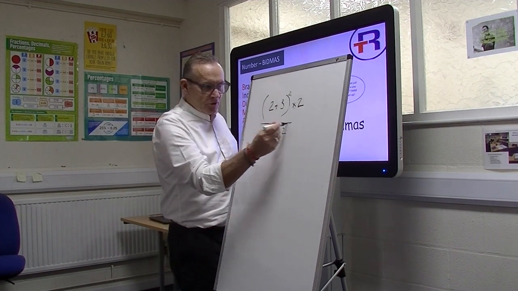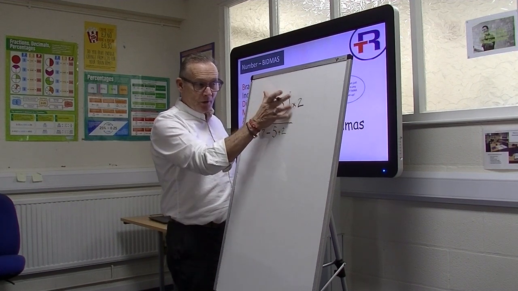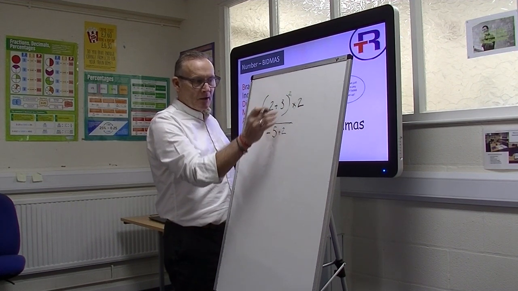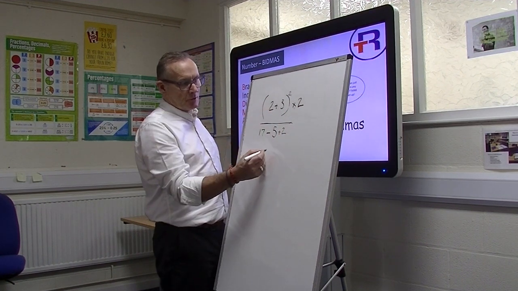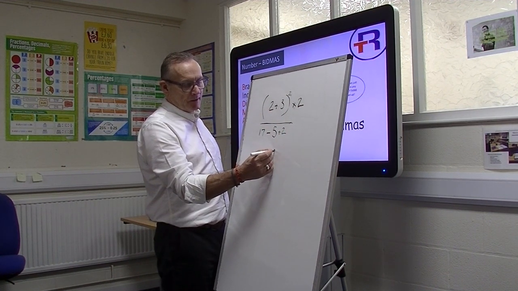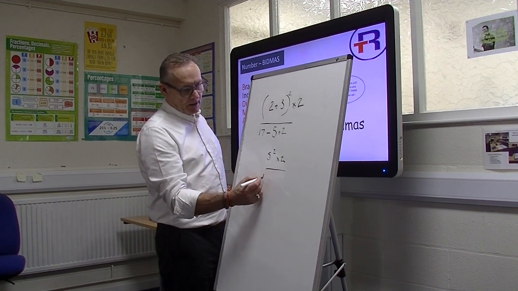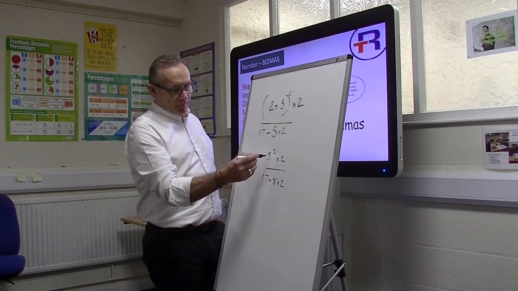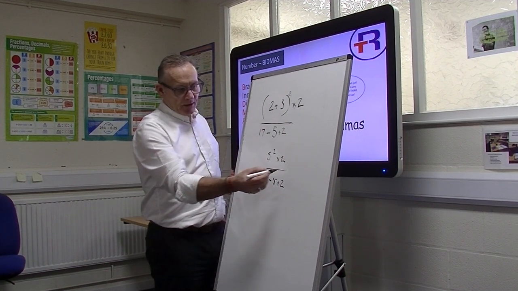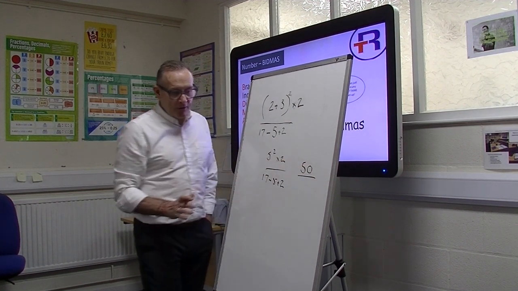Remember, we can't do the division, because we can't divide all those numbers by all those numbers. We have to have one number on the top, one number on the bottom. So we'll just work on the top part of the sum first. 2 plus 3 is 5. That's the answer, squared. And then times by 2, divided by 17 minus 5 plus 2. 5 5s are 25, times by 2, that would give us 50. So we've got the top of the sum done now.